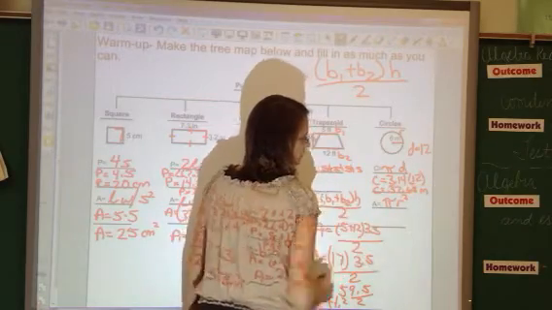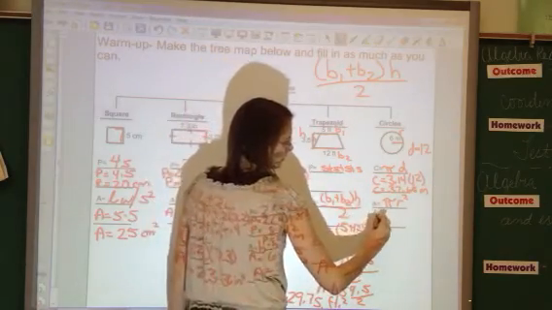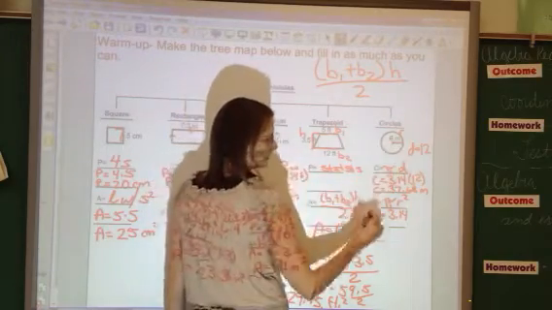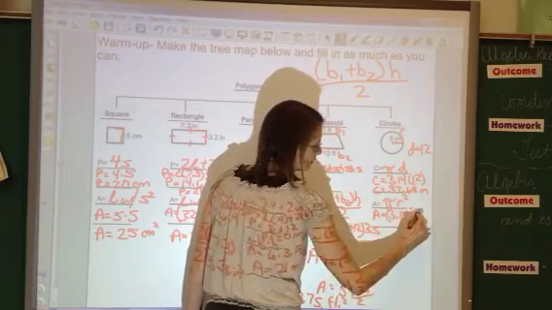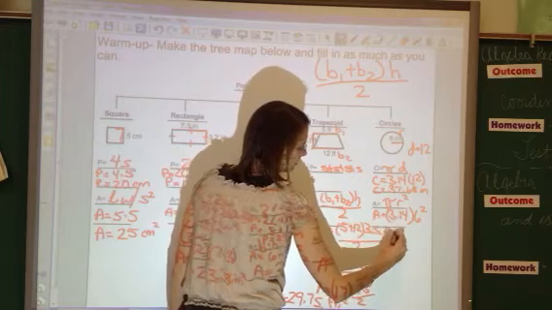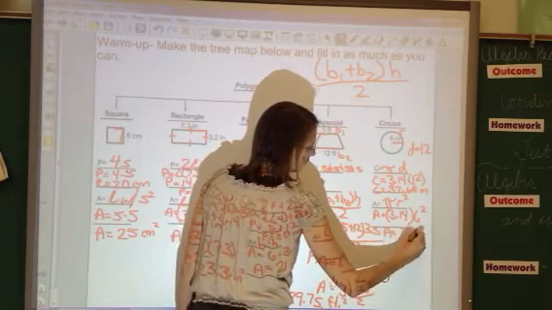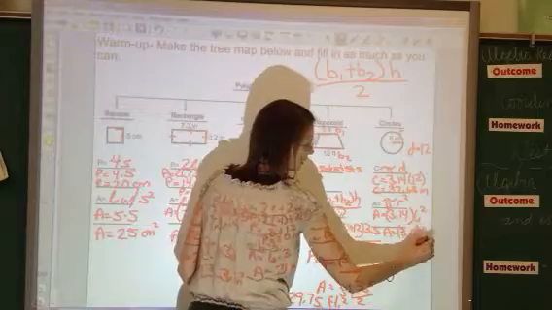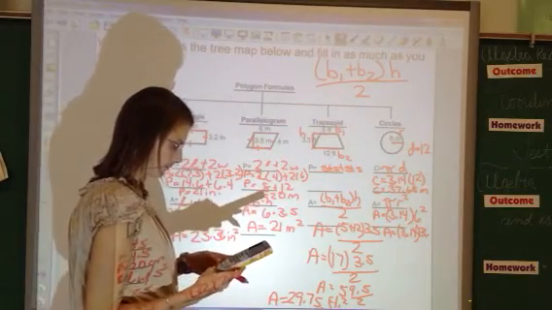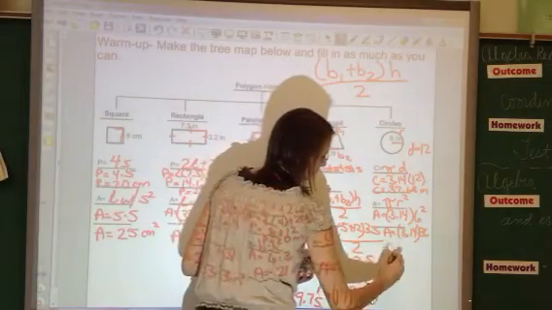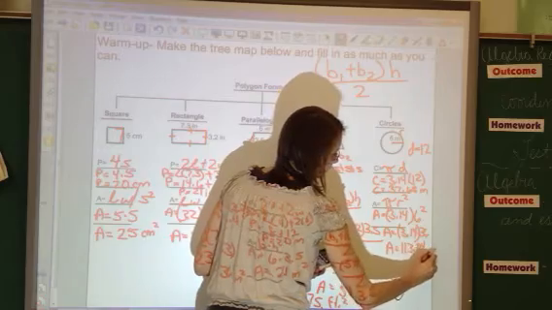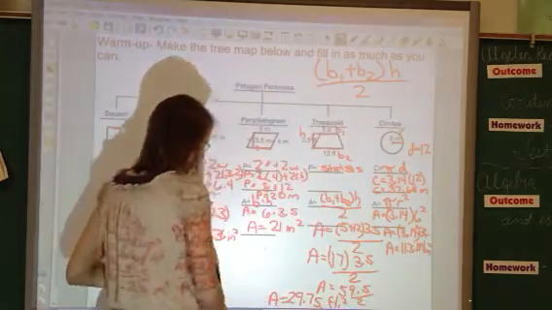And that's meters. Now for the area, I need pi, which is 3.14. My radius is 6, but I need to square it. Remember, PEMDAS tells me to square first. So I've got 3.14 times 36. Put that in my calculator, and I get 113.04 meters squared, because area is always squared.